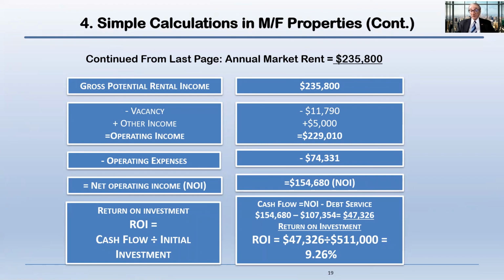which in that example was 511,000, and that came up to 9.26%. In Southern California in particular, this is a great cash on cash or return on investment. Roughly speaking, it's a good return.